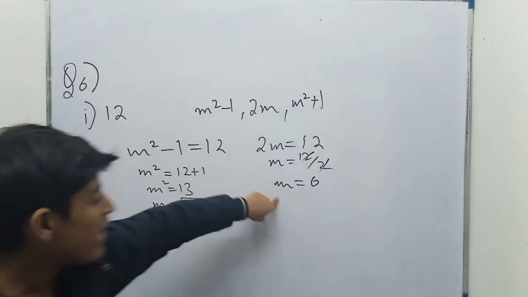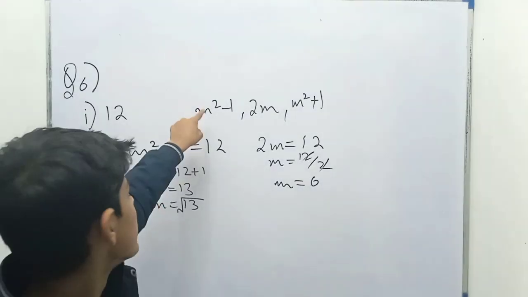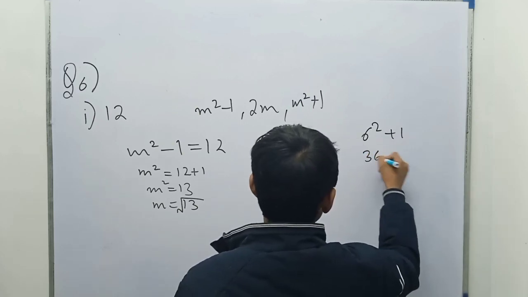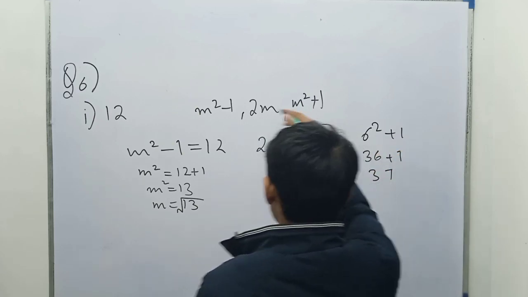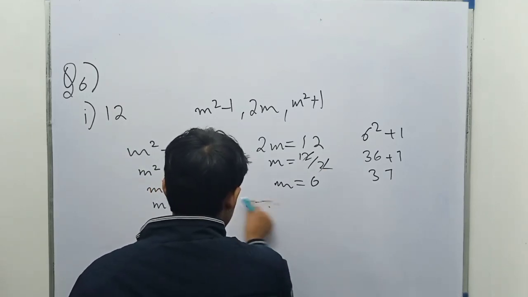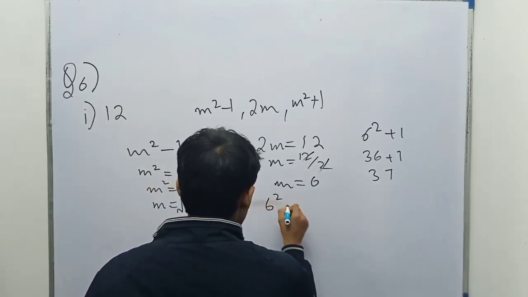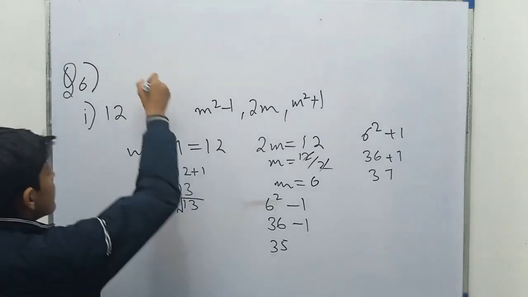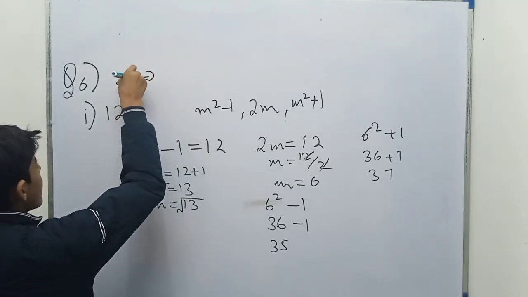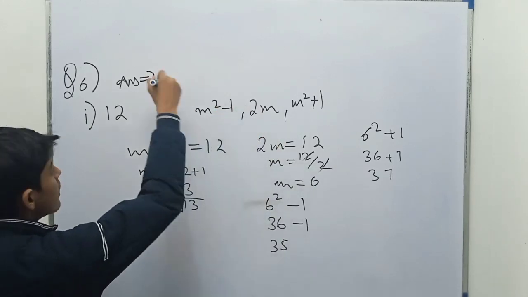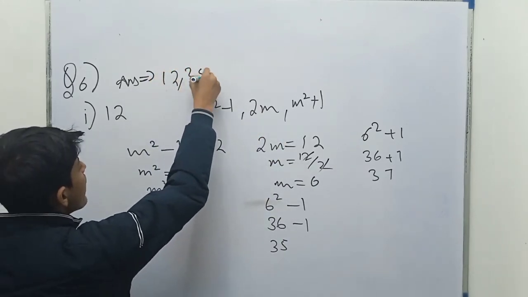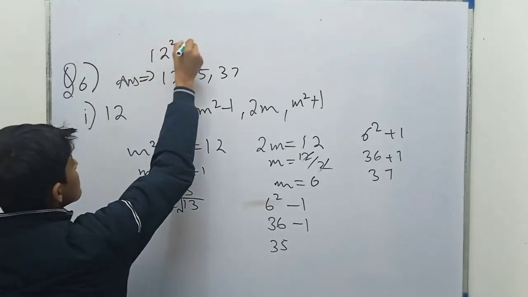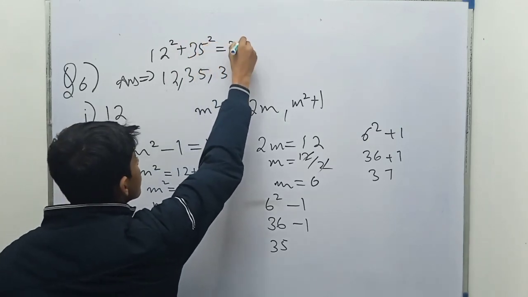So the value of m will be 6. Now we will put the value of m as 6 here also. First we will put it here: 6 square plus 1. 6 square is 36 plus 1, 37. And here m square minus 1, it will be 6 square minus 1, 35. So our final triplet will be, okay, I am writing the triplet here. Answer: 12, 35 and 37. So basically triplet means 12 square plus 35 square is equal to 37 square.